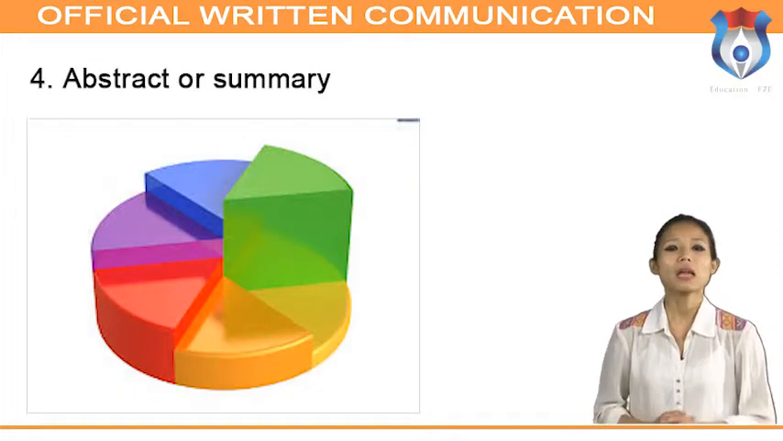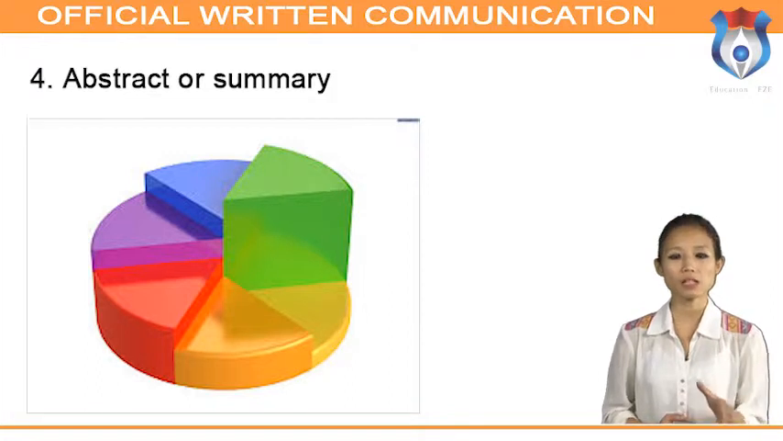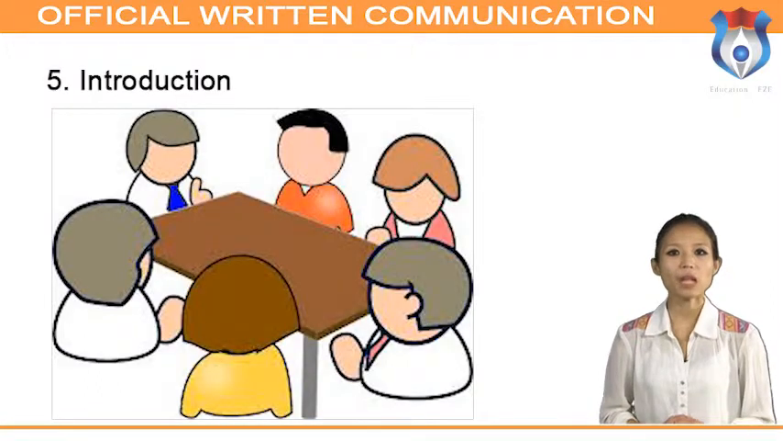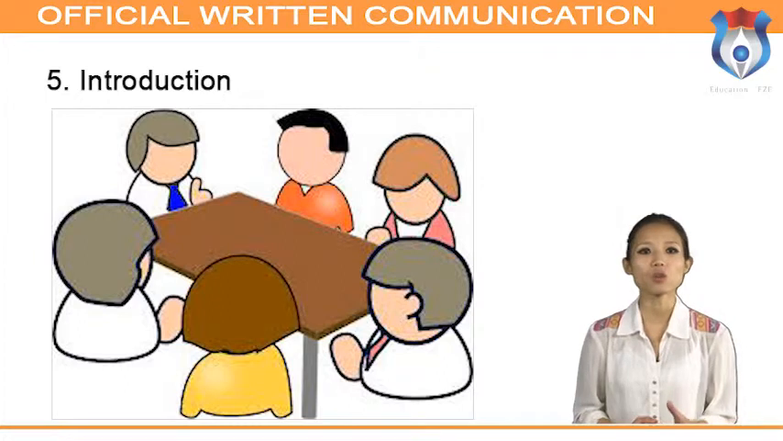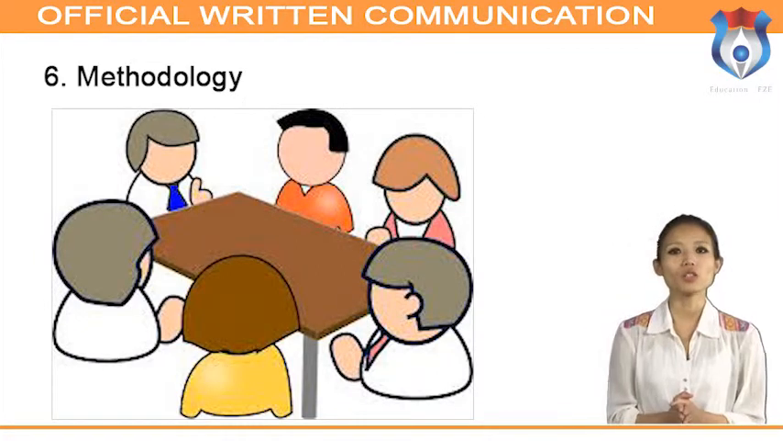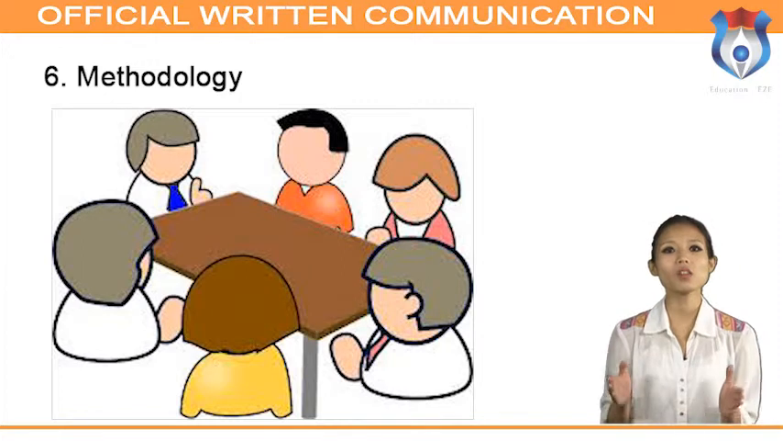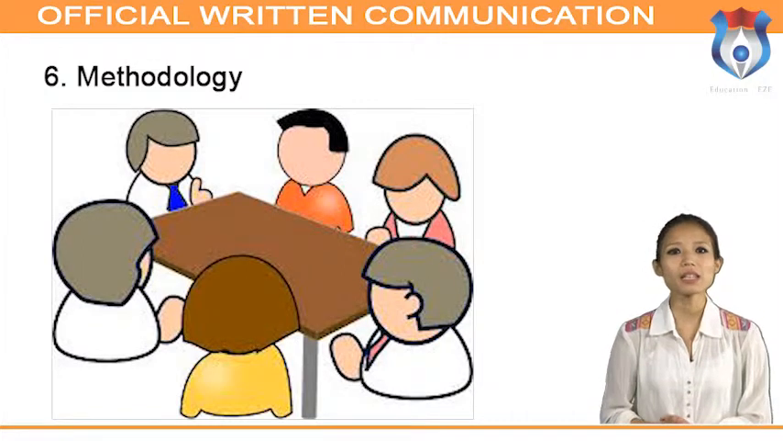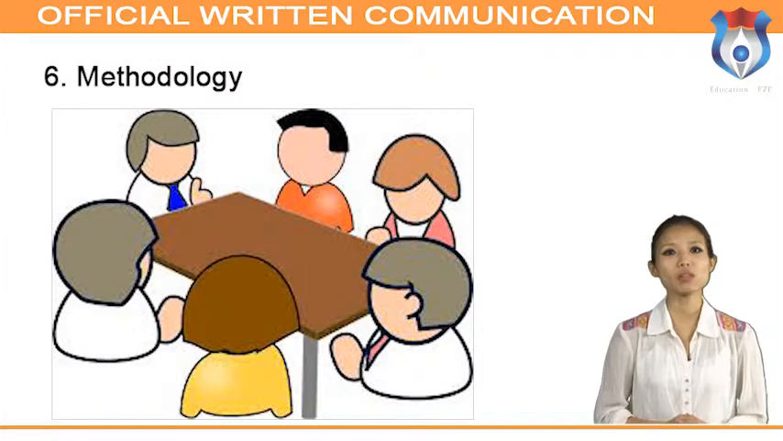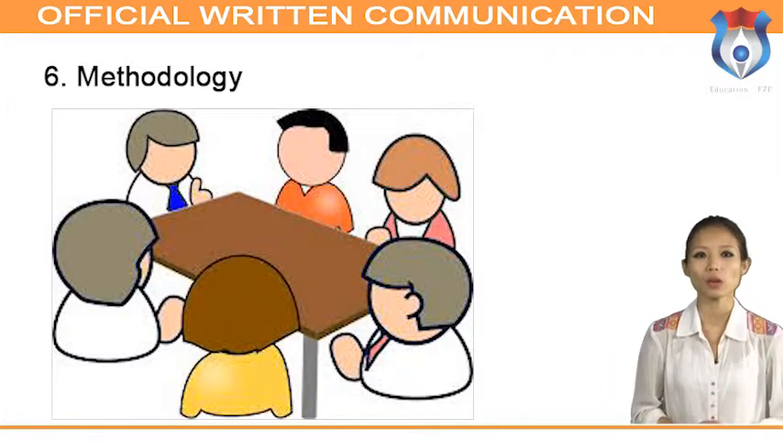Abstract or summary. This should be a short paragraph summarizing the main contents of the report. Introduction. This should give the context and scope of the report and should include our terms of reference. Methodology. In this part, we should logically and concisely state how we carry out our inquiry. Results or findings. Present the findings in a simple way using tables, bar graphs, pie charts, etc. so that they are easy to interpret.